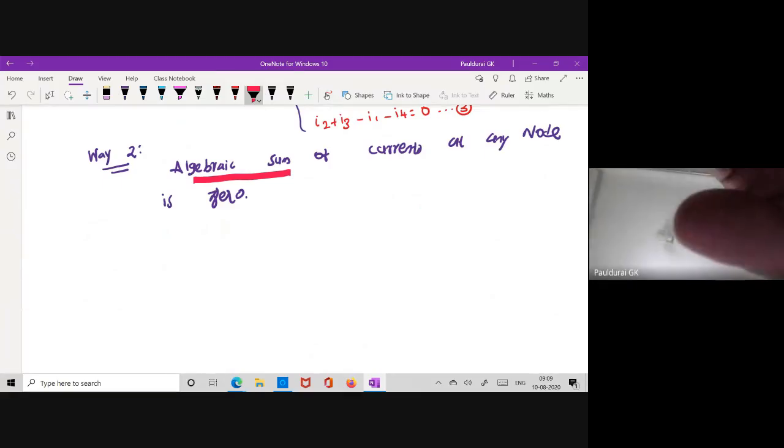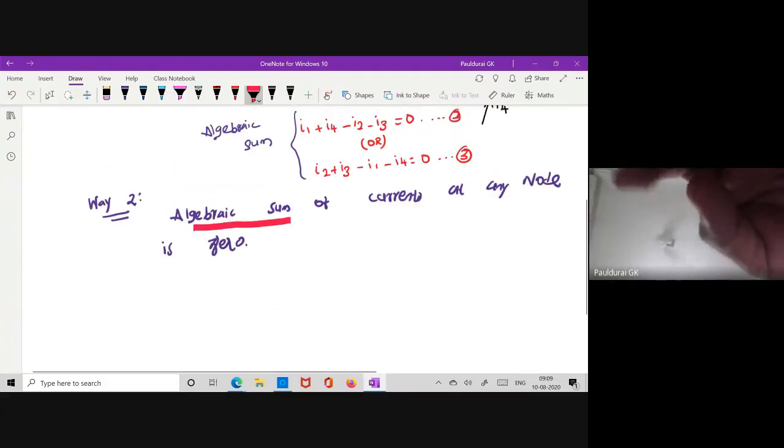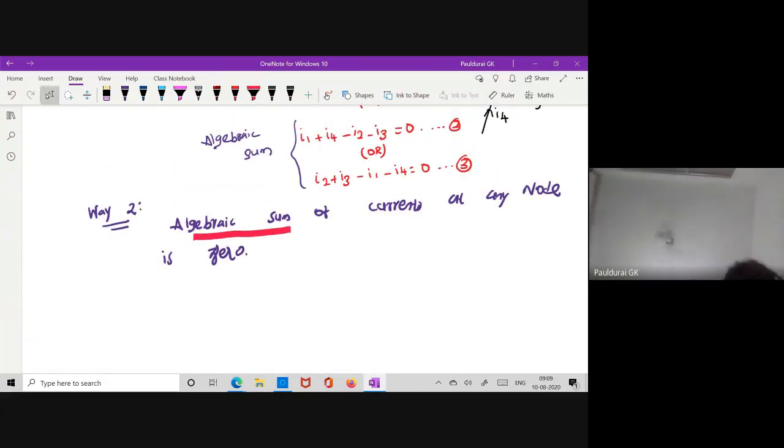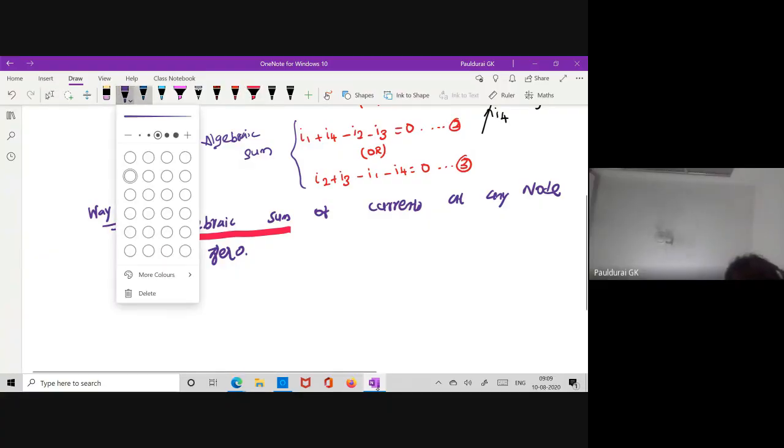Yeah, very good. The story is if you take entering current as positive, then you take leaving as negative, and vice versa. That we will discuss. Which one we are going to follow, way one or way two? That we will decide after 10 minutes, after discussing KVL. So now I will move to KVL.